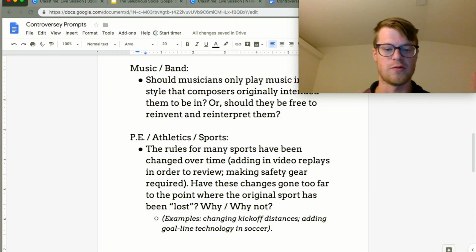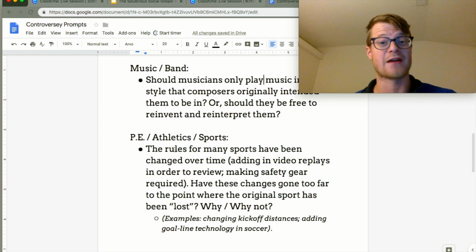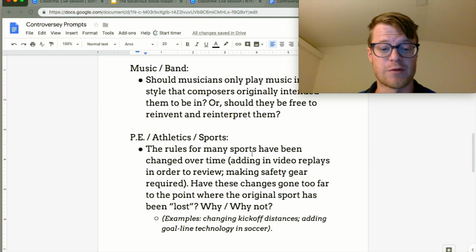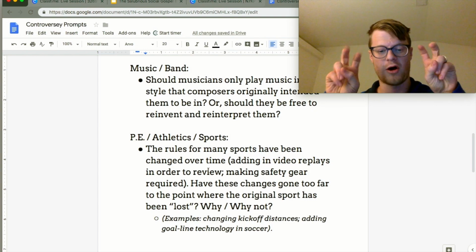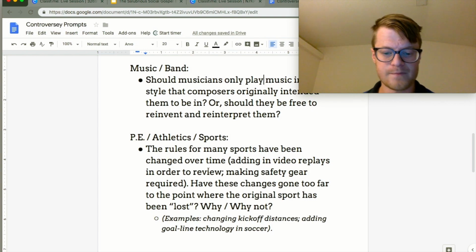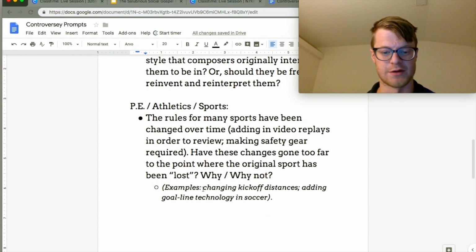P.E., athletics and sports. A really quick question you might do at the beginning of a class period or block, and then return to after you've explained changes in the rules of football. The rules for many sports have been changed over time, adding in video replays in order to review, making safety gear required. Have these changes gone too far, to the point where the original sport has been somehow lost? Why or why not? So you could mention examples here, some scaffolding you might give your kids, like changing kickoff distances or adding goal line technology in soccer, which was a pretty controversial thing that was added just in the last couple of years.